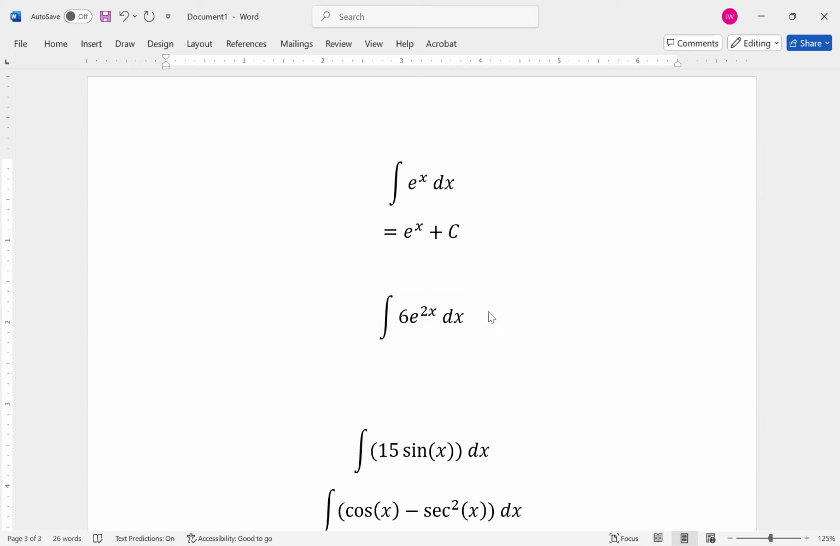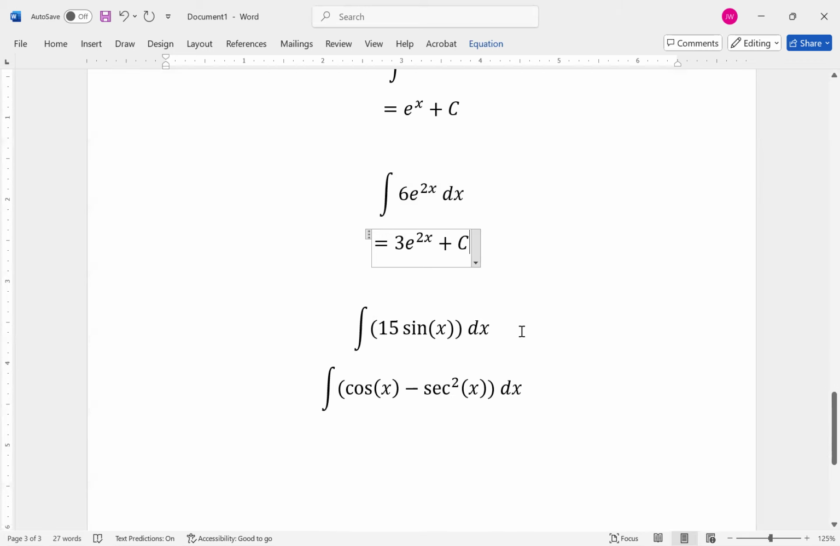Now, if we have e to the power 2x and we want to integrate that, I'm still going to get e to the 2x, but then I have to divide the coefficient by 2. So in this case, my coefficient starts as 6. When I divide by 2, I get 3. So I get e to the 2x times a coefficient of 3, and then I tack on the plus c at the end. So 3 e to the 2x plus c is my final answer there.